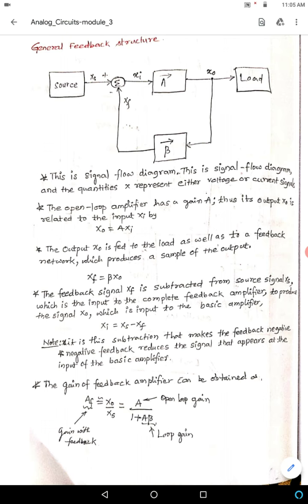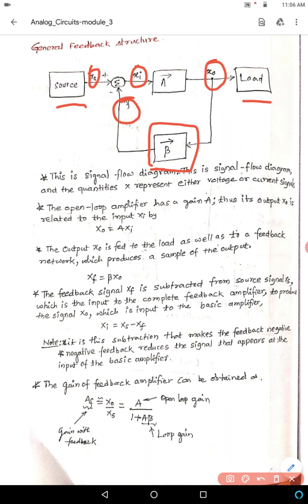Here you can see the main thing is how the feedback will be taken. The source will be here and the output is across the load, and this one is the feedback network or beta, which is called the feedback factor. Xs is the input with source, Xi is the input with feedback. This is your feedback voltage Xf, and this one is your output voltage.